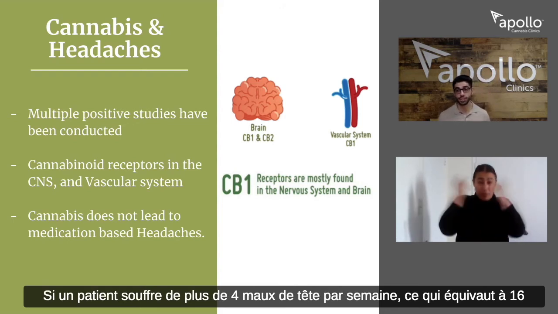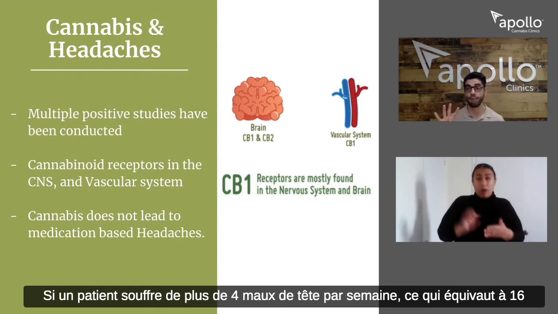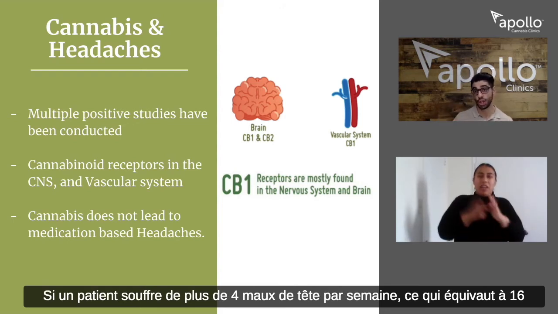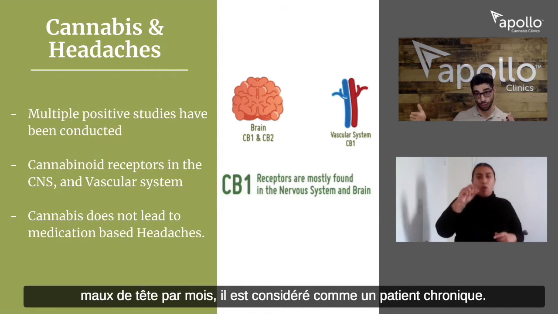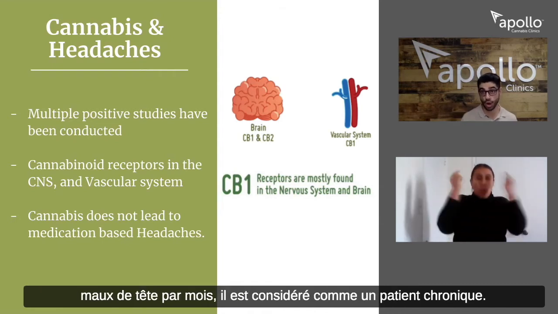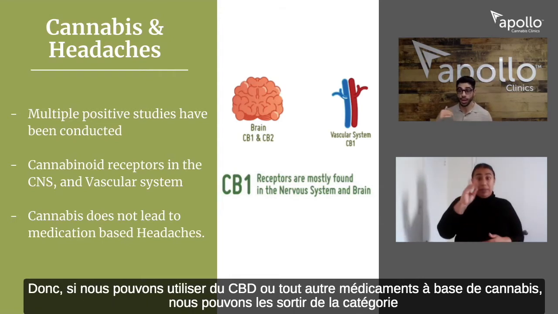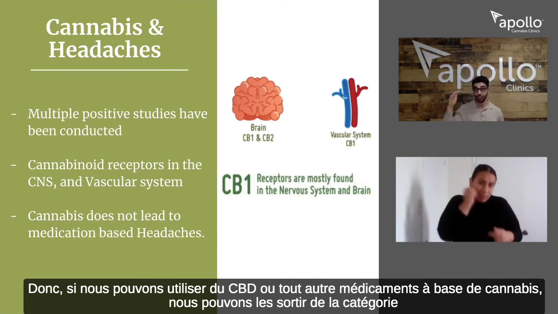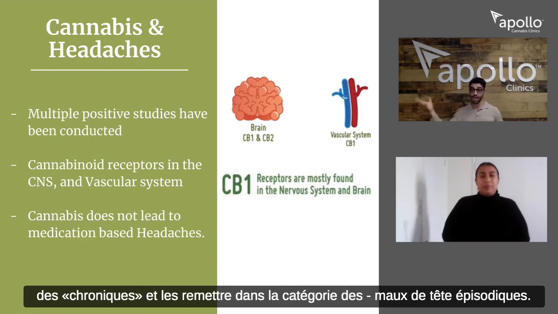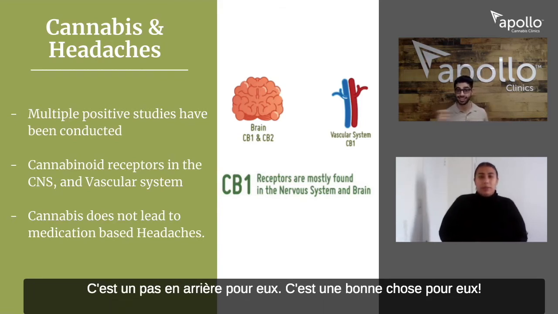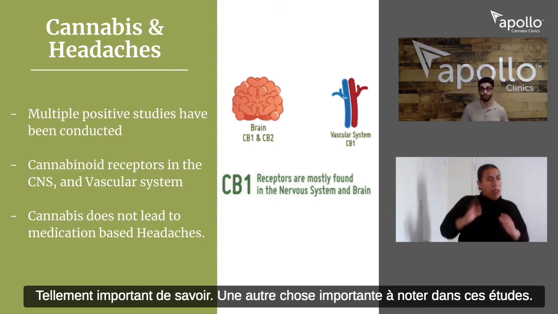If a patient ever suffers from more than 4 headaches a week, which equates to 16 headaches over a month, they are considered a chronic patient. So if we can use CBD or any cannabis-based medication to bring down the incidence of headaches, we can take them out of the category of chronic and put them back into headaches. And it's a step back, and it's a positive thing for them. So very, very important to know.